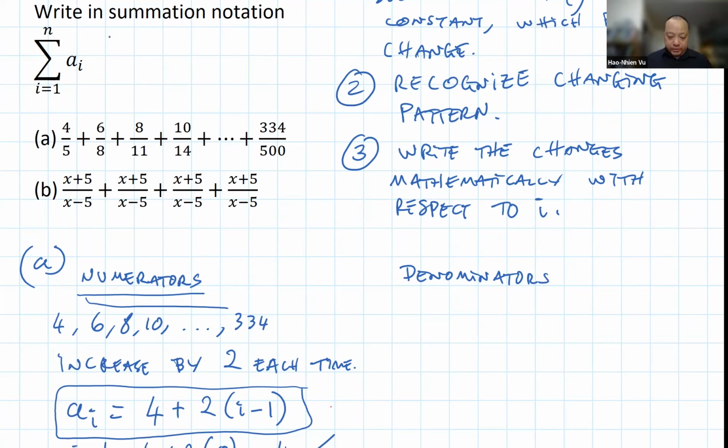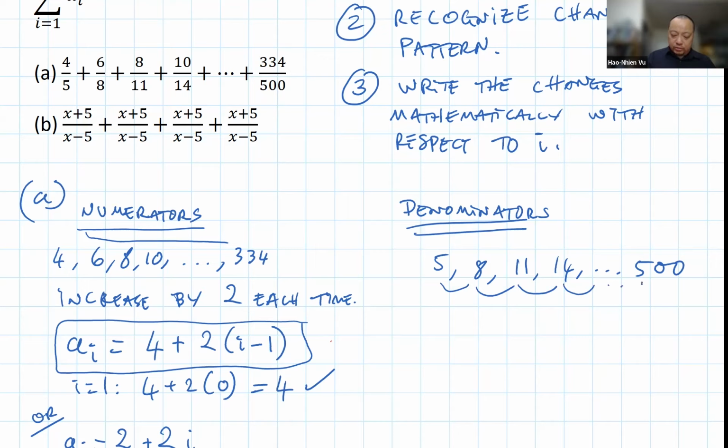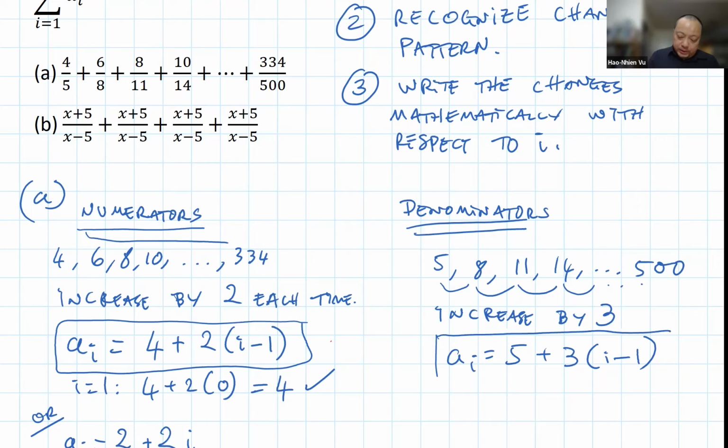Now I work with the denominator. The denominator goes 5, 8, 11, 14, all the way to 500. What is the pattern? The pattern is that you're adding 3 each time. 5 to 8, that's a plus 3. 8 to 11, that's a plus 3, etc. Okay, so it's an increase by 3 each time. Therefore, it's an arithmetic sequence starting with 5 plus 3 times i minus 1. That's my a sub i for the denominator.